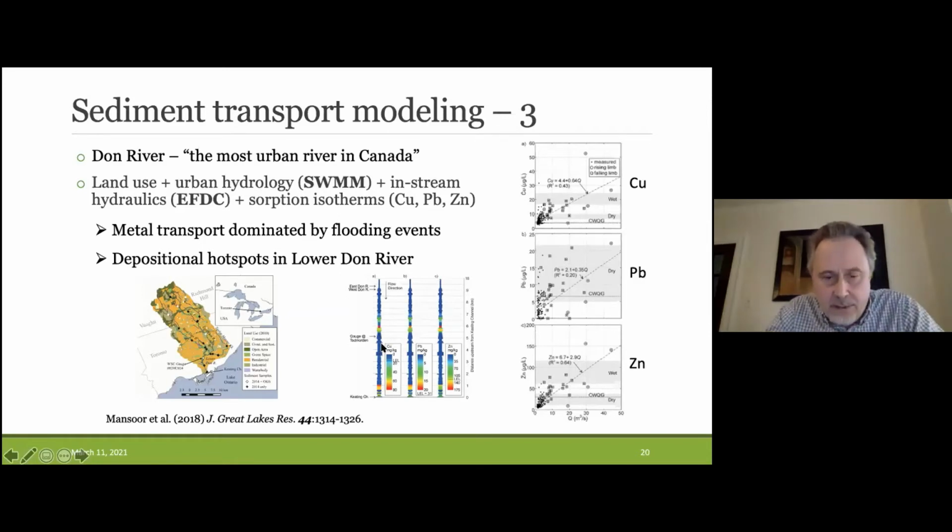And this information is, of course, important because it tells us that's where cleanup of the river system should take place, rather than waiting until it ends up in the Toronto Harbor, where dredging is much more complicated and costly.